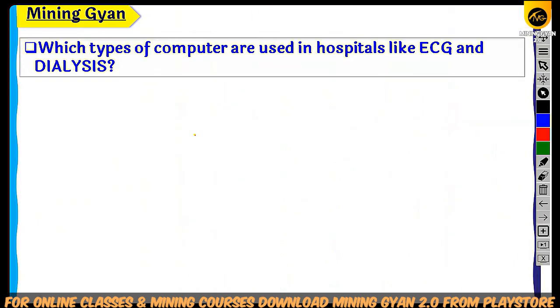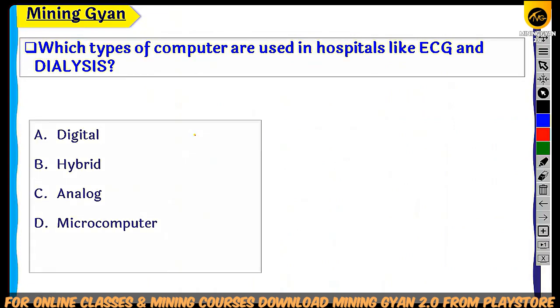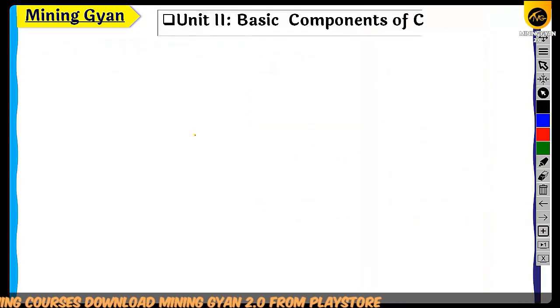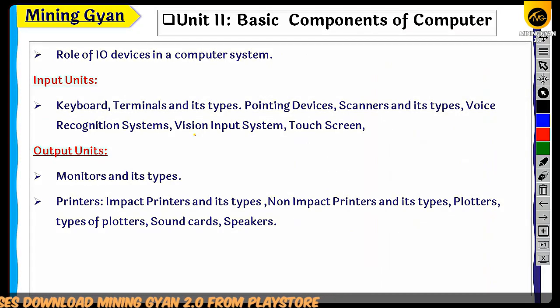Now two or three more questions. Which type of computers are used in hospitals, like ECG and dialysis? These are called hybrid computers. Hybrid is the combination of analog and digital computers, which is used especially in hospitals. So that's it for the MCQ practice.